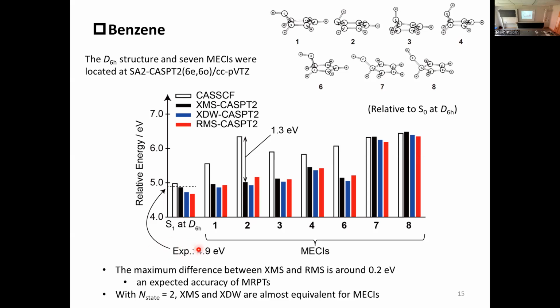And this is the excitation from S0 to S1. The experimental excitation energy is like 4.9 eV, and XMS is the closest. RMS underestimates by 0.2 eV. But maybe this is still within the expected accuracy of multireference perturbation theories. So in principle, we can use any kind of MS variants.